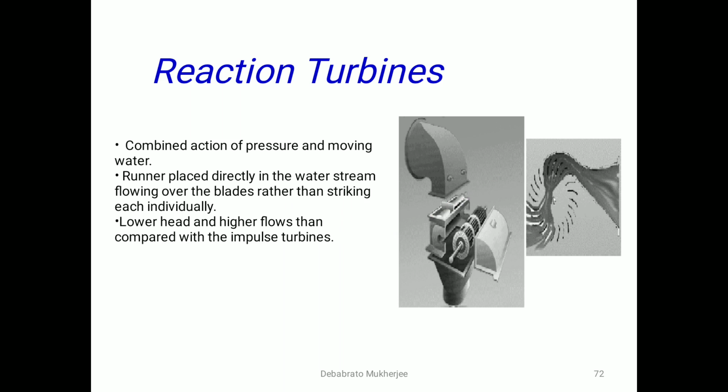Reaction turbine combines the action of pressure and moving water both. See the pressure over here. The runner is placed directly in the water stream, with water flowing over the blades rather than striking each individually. It has lower head and higher flow compared with an impulse turbine.